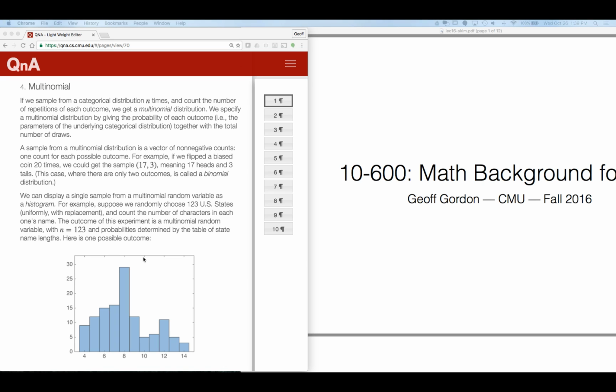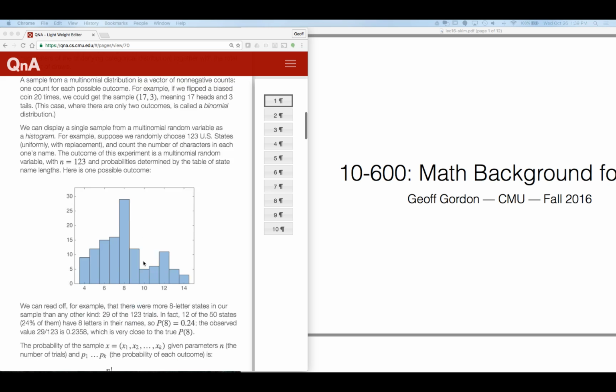And so there's a nice example of a histogram here where I randomly selected a state from the list of 50 in the United States, and did that uniformly with replacement, and counted the number of characters in the name of the state that I got. And so 8 characters turns out to be the most frequent length of a state name, and you can see that 8 characters is in fact the most frequent outcome in our sample.